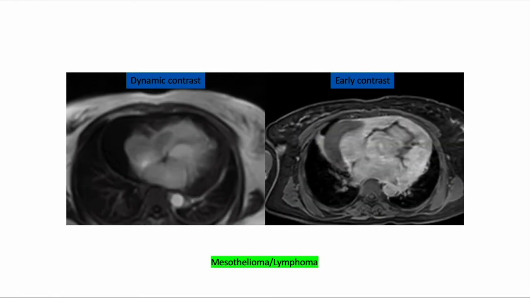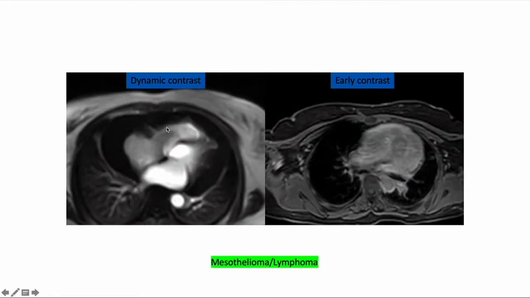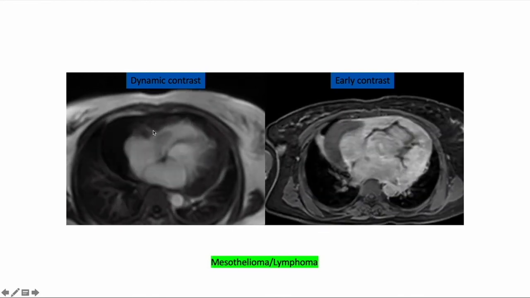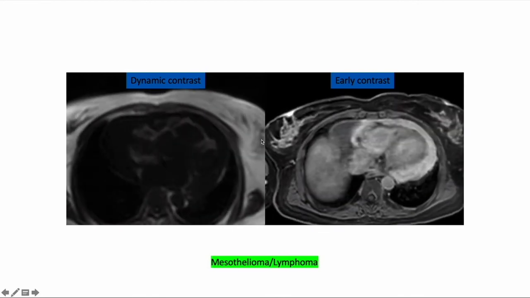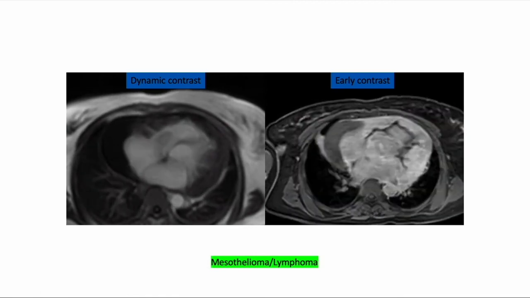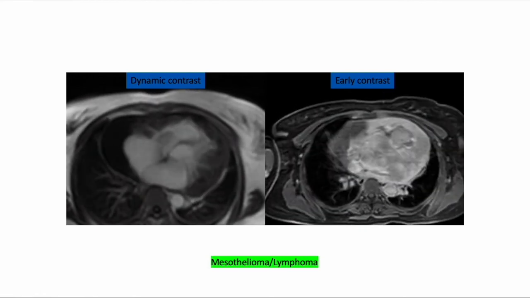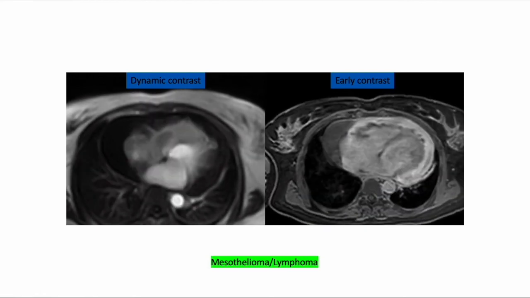On dynamic first pass perfusion, you can see only a mild or subtle enhancement in the pericardial mass. On contrast imaging, you can see intensely enhancing thickened pericardium. So this turned out to be mesothelioma of the pericardium.